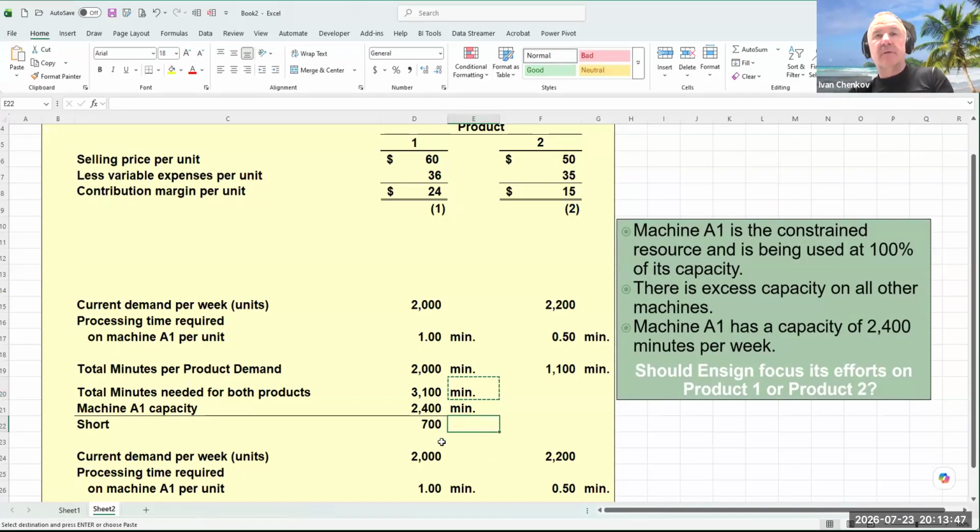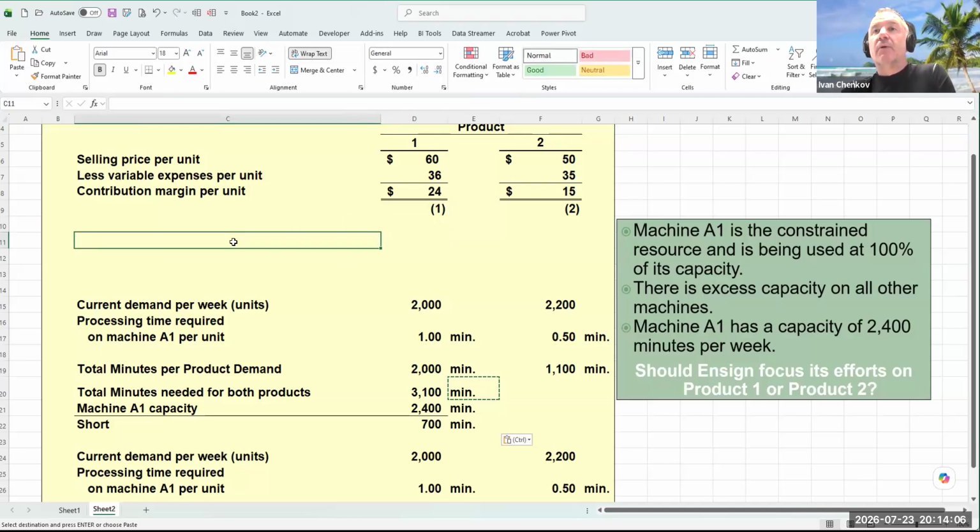I'm having a nightmare with this Excel. I'm so sorry. It's very, very unfriendly Excel today. Whatever Microsoft did is a total disaster for me. Thank you, Microsoft, for making my life easier.